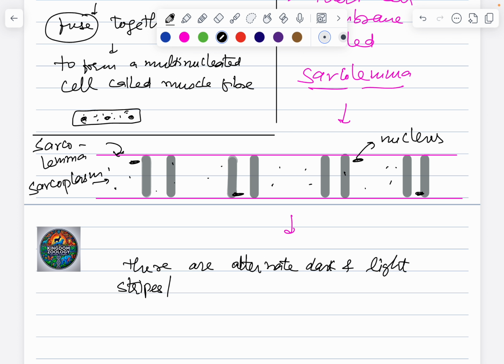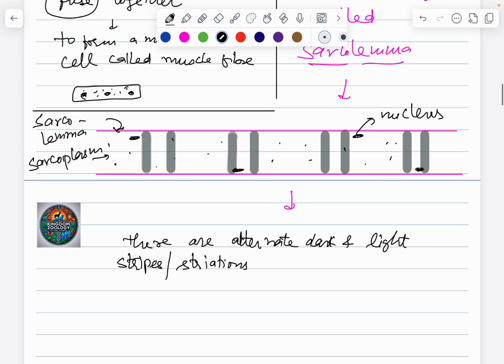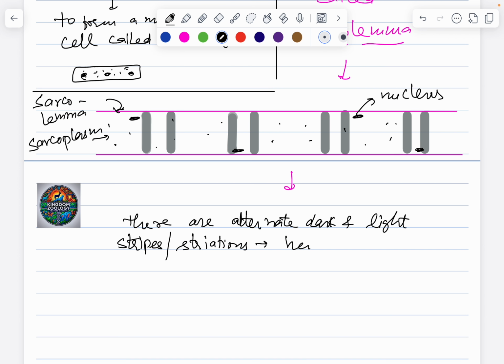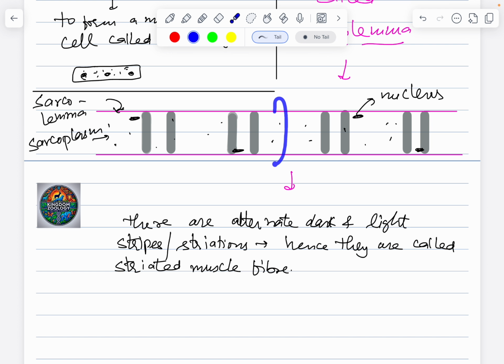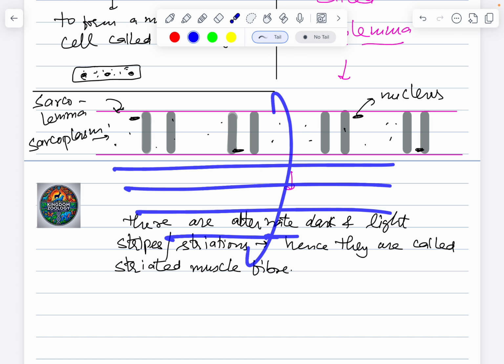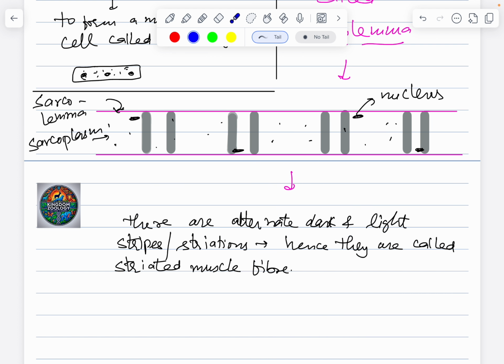Stripes, also called striations, which is the reason why they are called striated muscles or striped muscles. Or in this case, this is not exactly a muscle, this is a muscle fiber. But then yes, if a fiber is like this, the bundles of such fibers are called fasciculi, and the bundle of bundles, that is a group of fasciculi, would be your entire muscle.